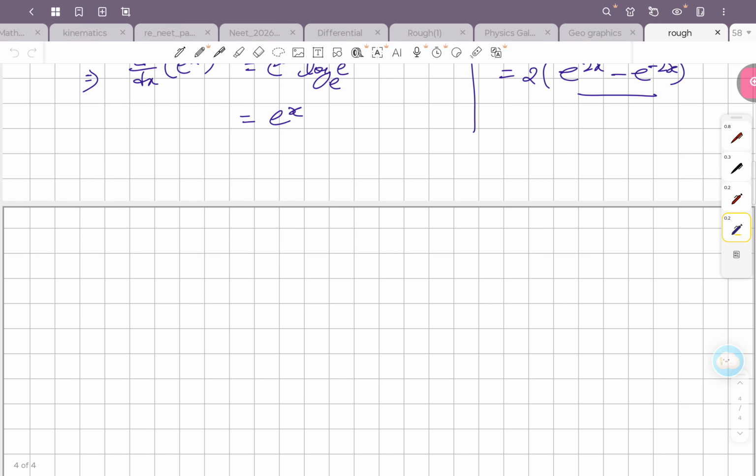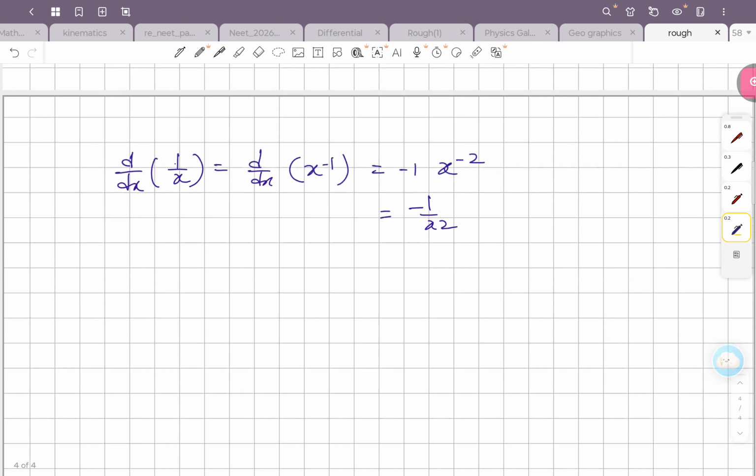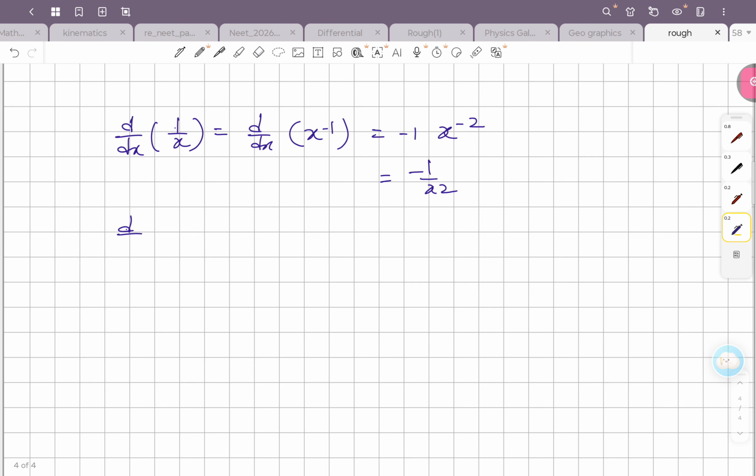Now for the differentiation of 1 by x, how can you differentiate it? d/dx of x to the power minus 1, so minus 1 comes outside and the power becomes minus 2, giving minus 1 by x². Remember this one, this is very important. And the differentiation of the log function: d/dx of log x is 1 by x.